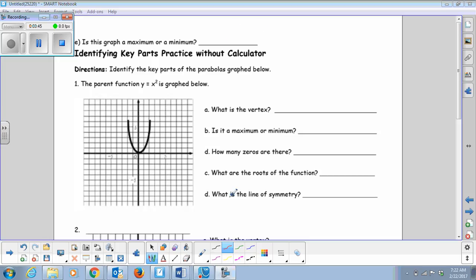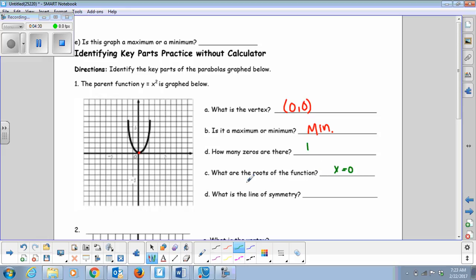For the rest of this, we're just practicing where to find all of our key parts of the parabola. So my vertex here is right at the bottom. And I know that if my vertex is at the bottom, it's a minimum, so I can go ahead and fill that in. My vertex needs to be written as a point, so for this one, it's just 0, 0. My graph touches the x-intercept 1 time, so I have 1, 0, 1 root, 1 x-intercept, 1 solution. And the roots of this function, it touches only at x equals 0. So x equals 0 is my solution.